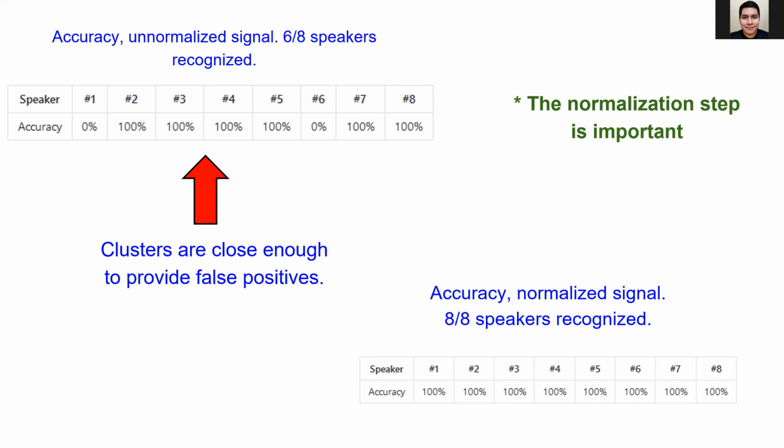Here we see the accuracy of our system using the unnormalized signal. 6 out of 8 speakers were recognized when we used the unnormalized signal. However, when we normalize the signal with the previous parameters, we achieved an accuracy of 100% for all the speakers in the system. In other words, the normalization step is very important to separate the clusters and to identify the unique features of each speaker.